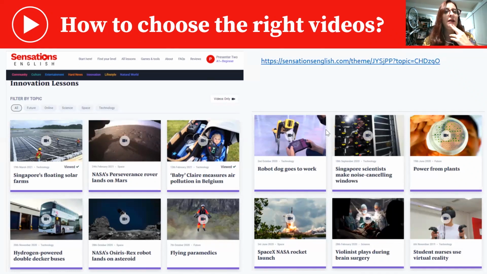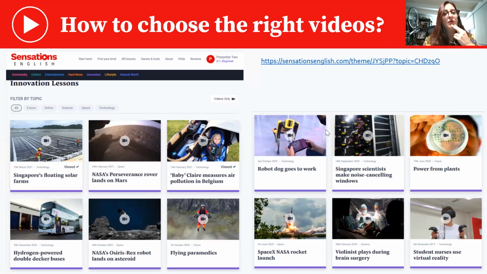Okay, Singapore solar farms for lessons about climate change. Excellent. If you're teaching medical vocabulary, violinist plays during brain surgery to expand vocabulary, super. Power from plants to discuss the man-nature relationship, yes. Environmental pollution. Maybe the robot one to introduce the unit. Yes, a unit about robotics, that would be great.